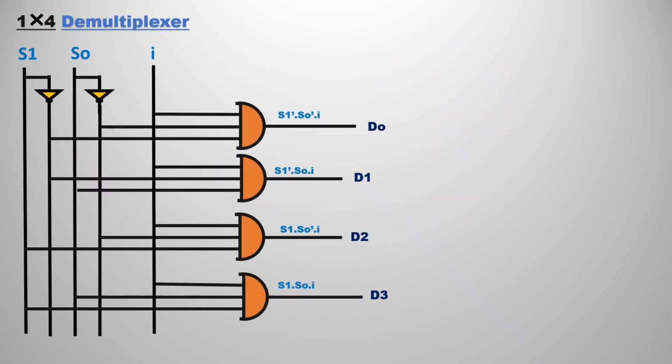As we already saw in the multiplexer how to draw the circuit diagram, we follow the same output expressions. If you see D0, it is S1 bar, S0 bar, I. So take S1, S0 and their complements also, and we have the input I, so take that also as a variable. For the AND gate, we connect all of them. Likewise we connect the remaining three, D1, D2, D3. I hope you know how to formulate the circuit diagram from the output expressions. So this is the circuit diagram for the 1 cross 4 demultiplexer.